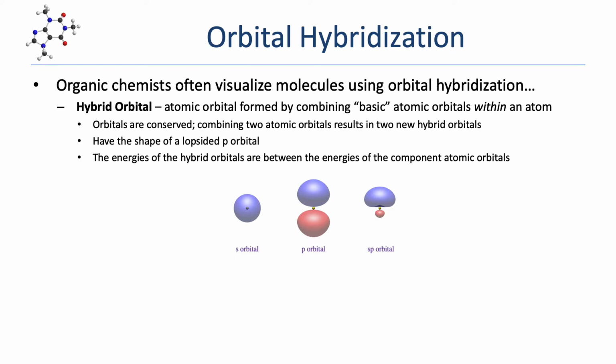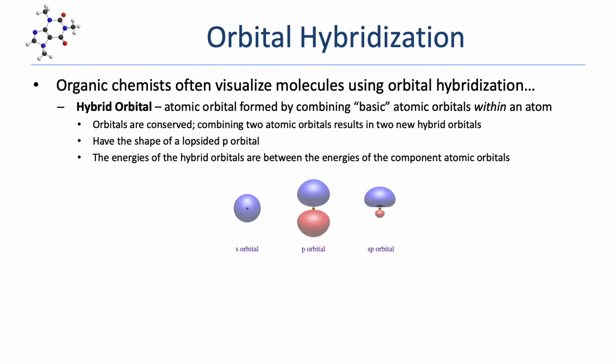A hybrid orbital is an atomic orbital that is formed by combining the basic atomic orbitals, that's s and p and d and f, within an atom. So hybrid orbitals are different than molecular orbitals. Molecular orbitals were made by combining atomic orbitals between atoms. Hybrid orbitals are atomic orbitals that are made by combining atomic orbitals within an atom.